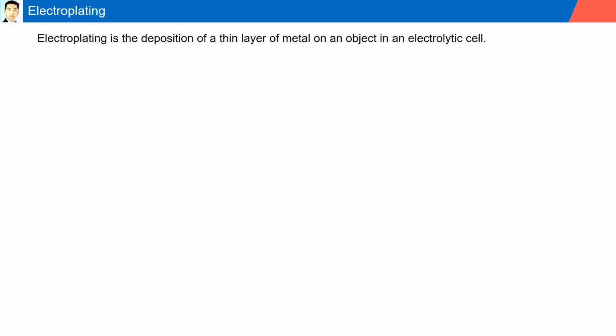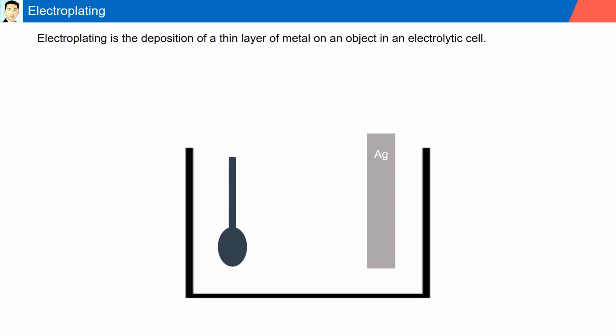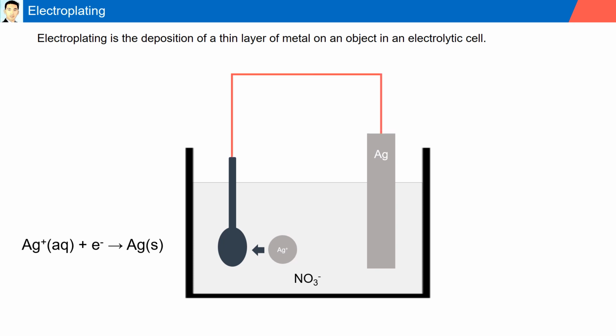Electroplating. Electroplating is the deposition of a thin layer of a metal on an object in an electrolytic cell. Here we have a spoon, which is going to be electroplated by silver. The spoon and silver are placed in a solution containing silver nitrate. The silver in the solution needs to gain an electron to become silver solid. Linking the spoon to a silver bar does not produce this reaction. It needs a battery. A battery is what drives the reaction.